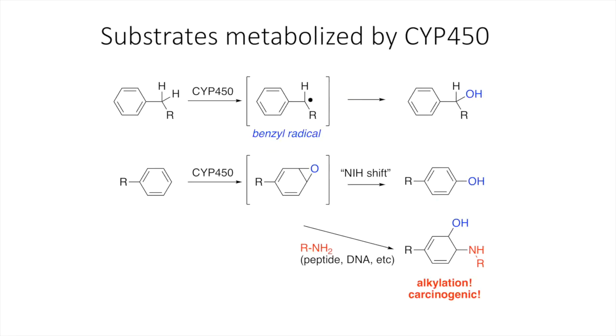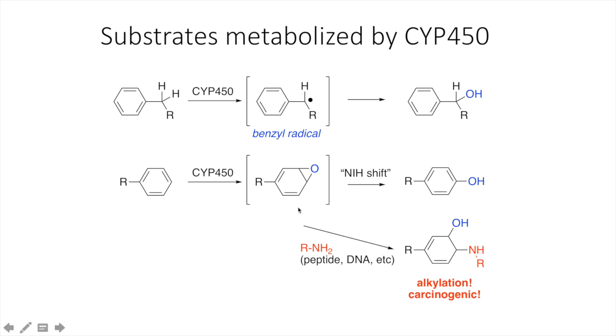Most drugs have an aromatic ring, and so it's important to think about how these aromatic compounds are going to be metabolized. If there is a CH next to the aromatic ring, then cytochrome P450 will abstract that hydrogen atom and we'll get a stabilized benzyl radical, which will then be hydroxylated and converted to a benzyl alcohol. That's a good thing. What's more dangerous is when we don't have a CH next to that ring. Then cytochrome P450 will form a benzene oxide, essentially an epoxide.